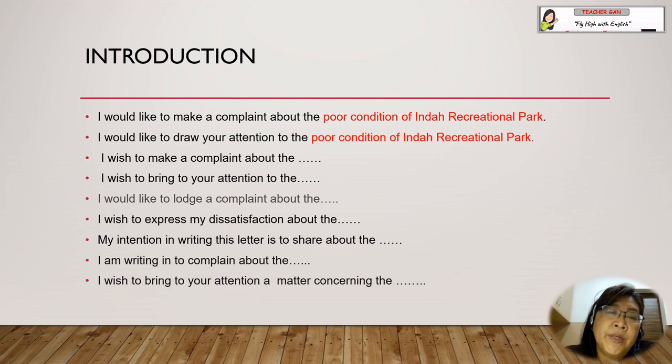4, I wish to bring to your attention the poor condition of Indah Recreational Park. Next, I would like to lodge a complaint about the poor condition of Indah Recreational Park. I wish to express my dissatisfaction about the poor condition of Indah Recreational Park. My intention in writing this letter is to share about the poor condition of Indah Recreational Park.